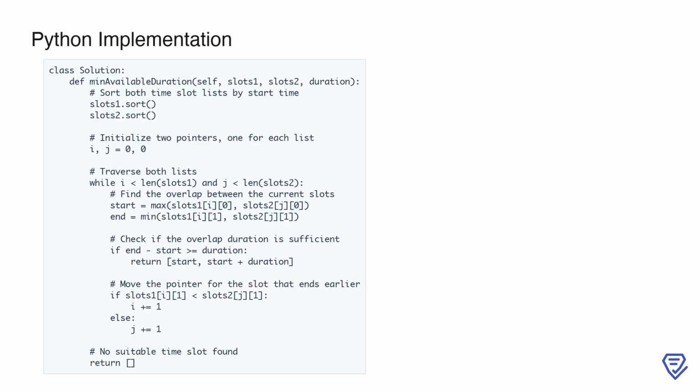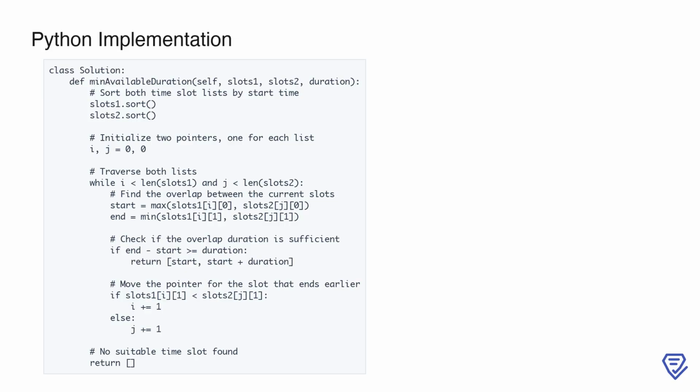This ensures that the algorithm progresses through the lists efficiently. 6. No overlap found: if no suitable time slot is found after traversing both lists, the function returns an empty list. The algorithm efficiently finds the solution using a two-pointer approach, with a time complexity of O(n log n + m log m), where n and m are the lengths of slots 1 and slots 2, respectively, due to the sorting step. The traversal itself is O(n + m). This makes the solution optimal for this problem, and it handles all edge cases, such as no overlap or insufficient duration, gracefully.